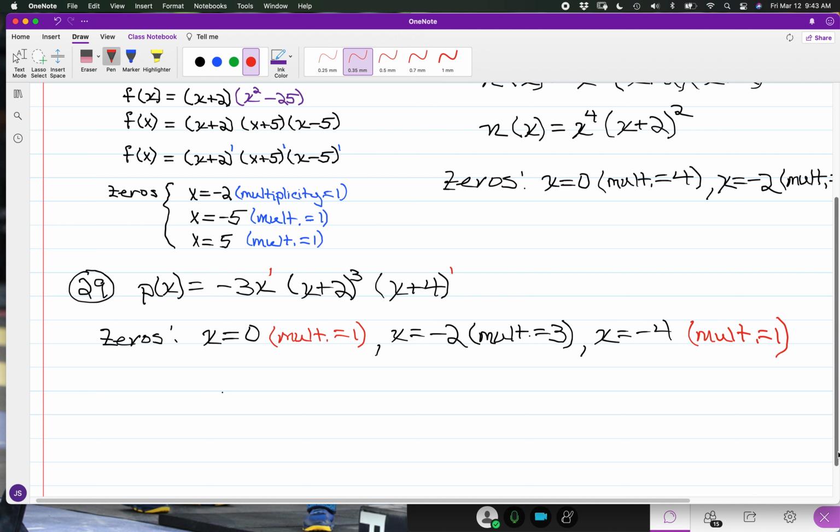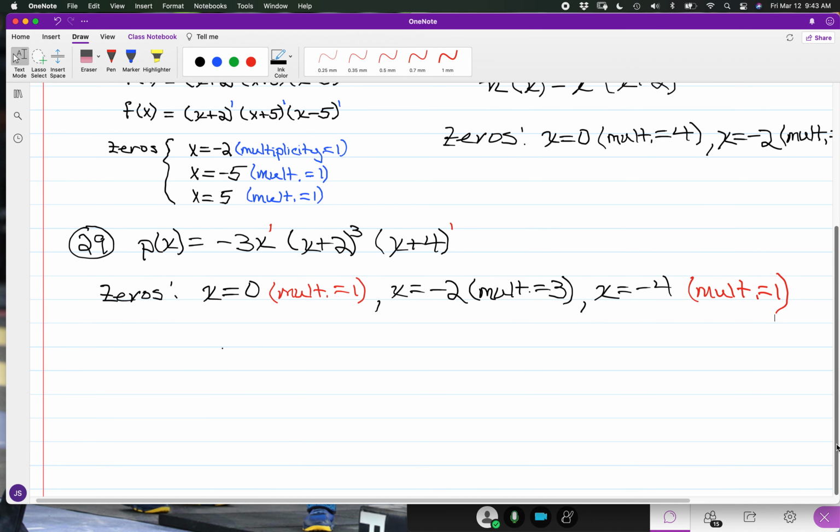Now in the case of number 30, we're going to have a function q of x.